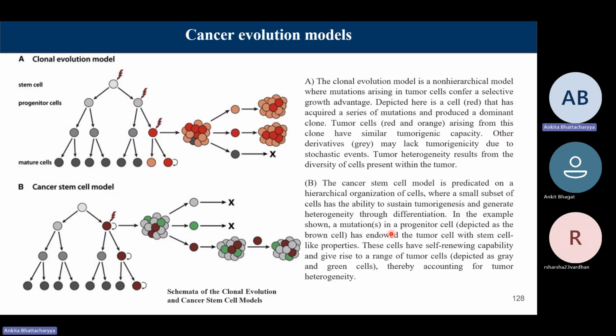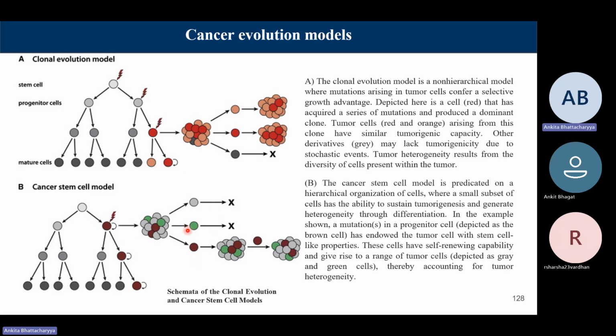In the example here, a mutation in the progenitor cell, which is depicted here in brown, has endowed the tumor cell with some stem cell-like properties. So these stem cells have self-renewing capability and they can give rise to a range of different tumor cells, depicted here as gray and green, thereby accounting for tumor heterogeneity. When they divide, they can generate a lot more diversity: gray, green, and red.